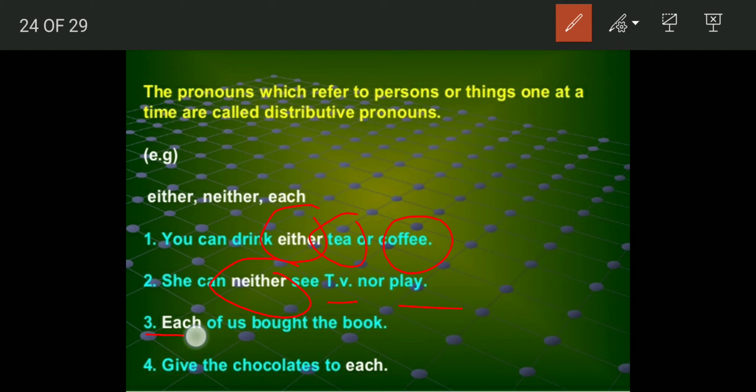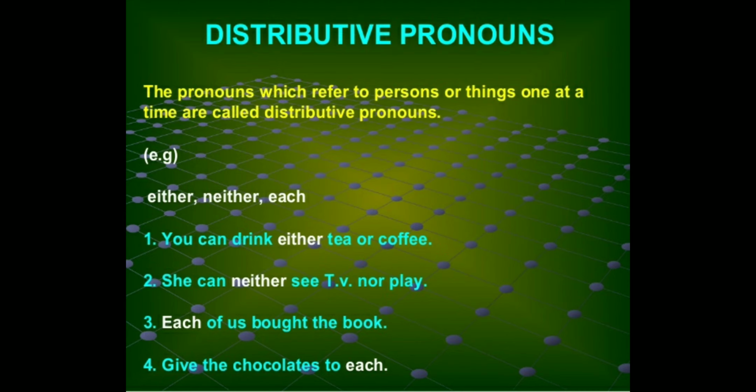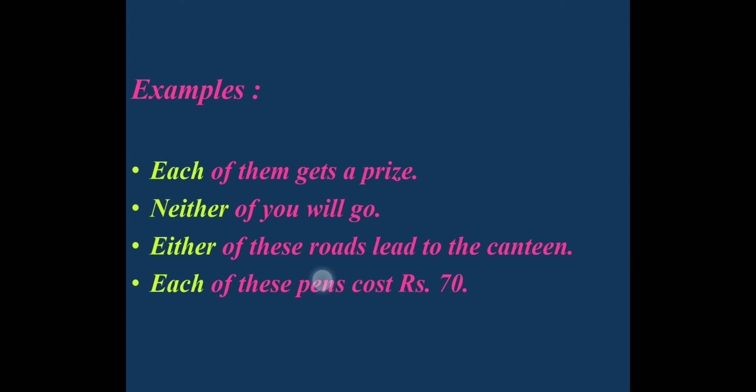Each of us, every person they are referring to, every individual. Each of us bought the book. Give the chocolates to each person, to each individual. They are referring to everyone individually. So each, either, neither, these are all distributive pronouns. Let us see some more examples. Each of them gets a prize. So there is a group of people and each one of them will get a prize.